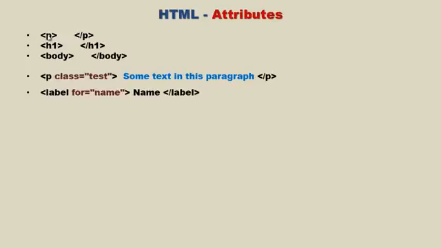As we know, elements are made up of two tags, an opening tag and a closing tag. And what do these elements do? They tell the browser something about the information that is between these two tags. So the paragraph element will tell the browser that there's some text here. The heading element will tell the browser that there's a heading here. And the body will tell the browser that everything that's inside the body will make up the actual web page. So at a basic level, that's what elements do.